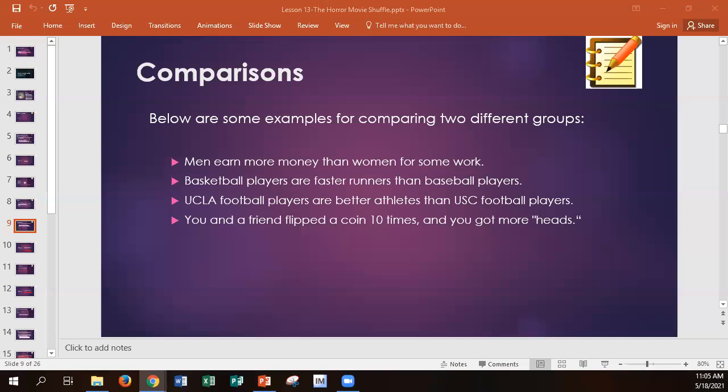All right, so let's hear them. Okay, so Maya, what do you think? Men earn more money than women for some work. Is that a real bias, or do you think that's just by chance? What do you think, Maya? You say real? Okay, what do the rest of you guys think? I say the second one is chance. Hold on, we're not talking about the second one yet. Still on the first one. Well, the first one's real.